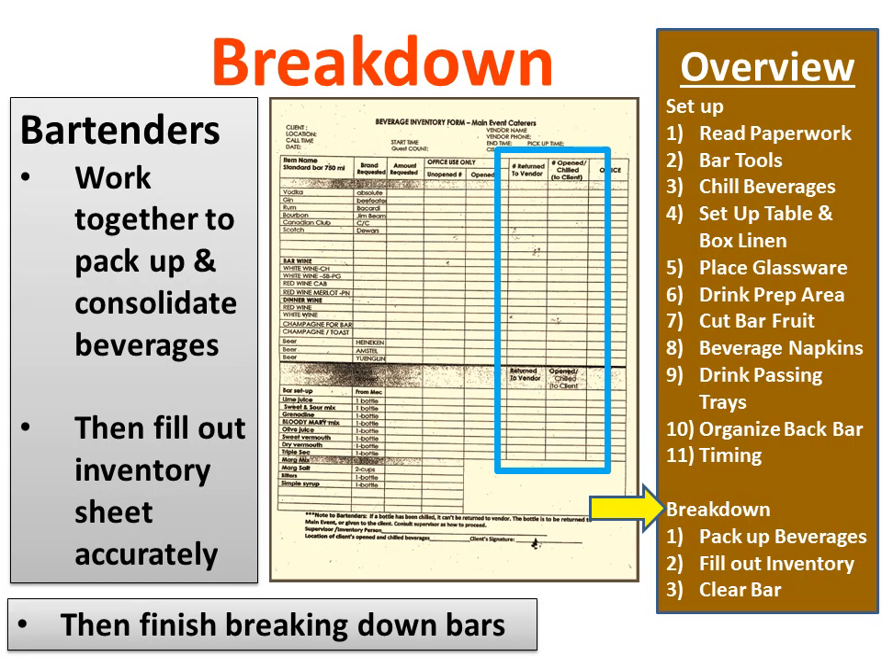At the end of the event, all bartenders work together. First, they must consolidate all the beverages to one place. Then, they will fill out the inventory sheet accurately. Again, separating things into unopened and unchilled, which gets returned to a vendor, and things that have been opened and chilled, which are the client's and the client will be charged for. After you've filled out the inventory sheet accurately, it is time to finish breaking down the bars.